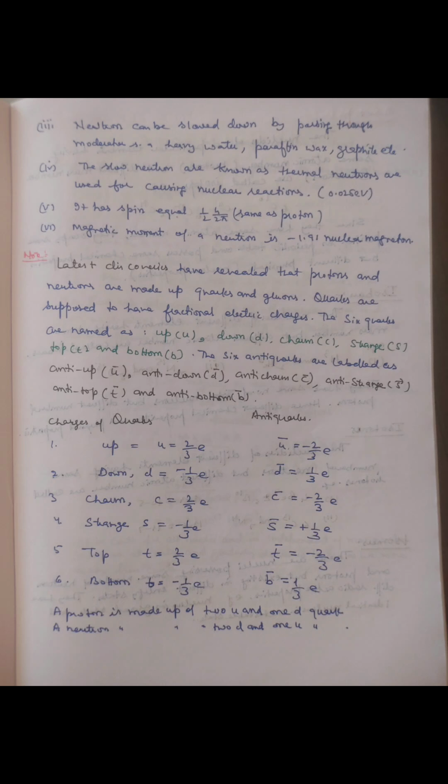Latest discoveries have revealed that proton and neutron are made up of quarks and gluons. The 6 quarks are up, down, charm, strange, top and bottom. All these quarks have 6 antiquarks also.